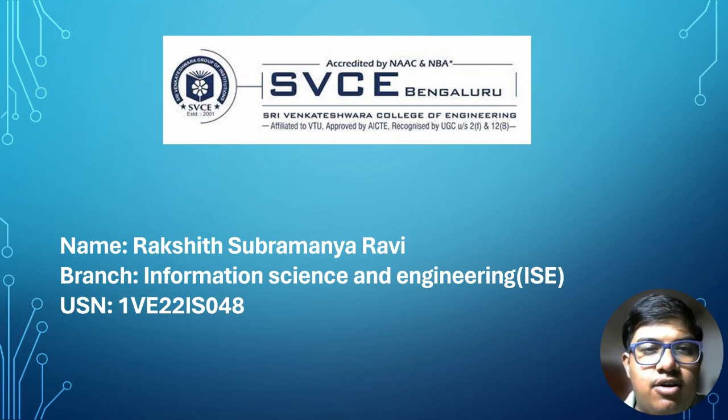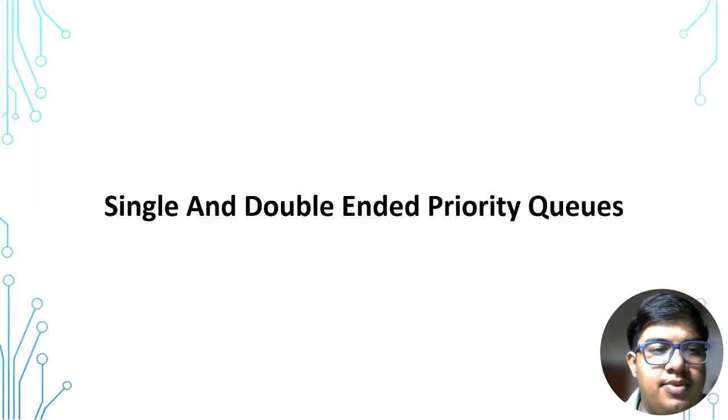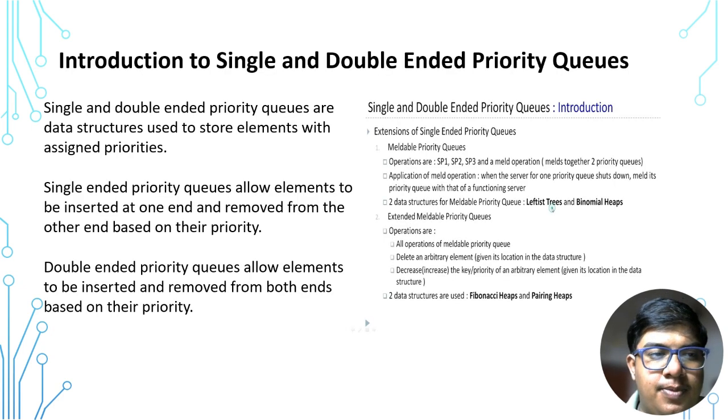Today I'll be talking about the topic single and double-ended priority queues. So let's move on. Before starting, let us know what are queues. Single and double-ended priority queues are data structures used to store elements with assigned priorities.